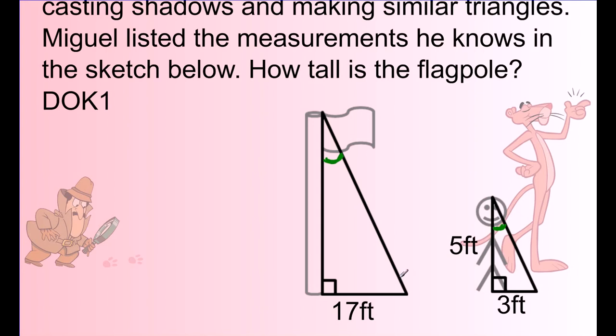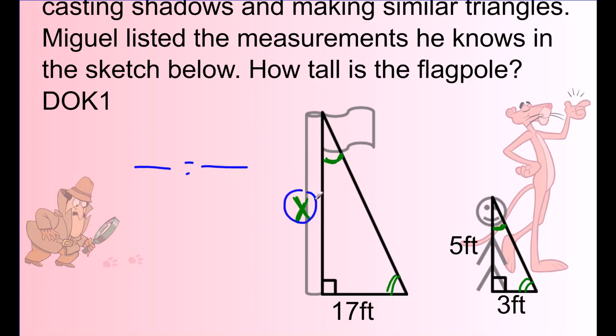And that would also make these bottom angles the same. So these are similar figures. Now we have to use our knowledge to find out how tall this flagpole is, this missing piece. I'll label it as x. Well, side lengths, proportions. Similar figures are proportional in size.